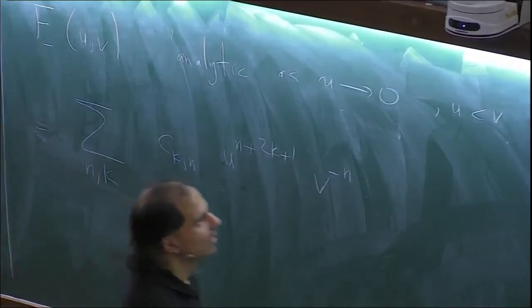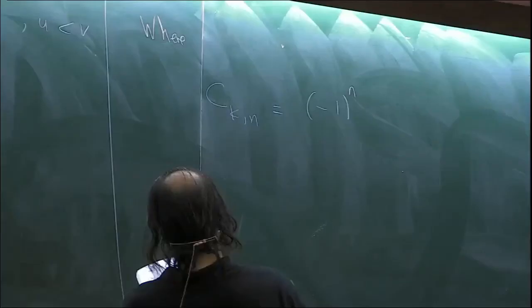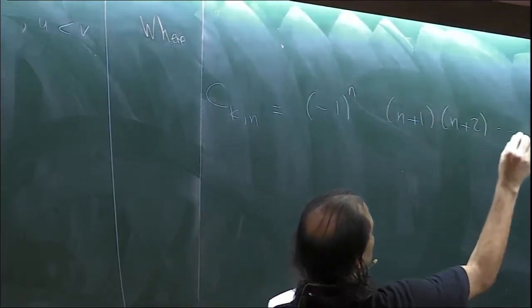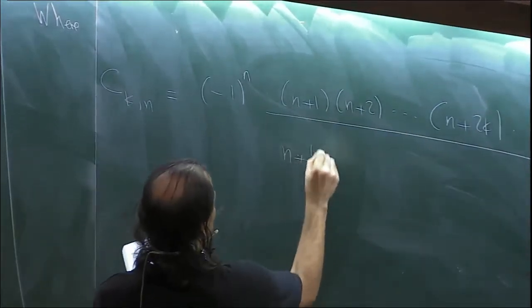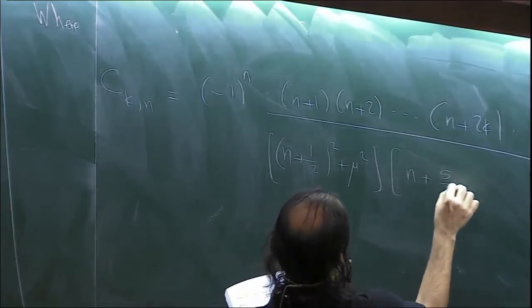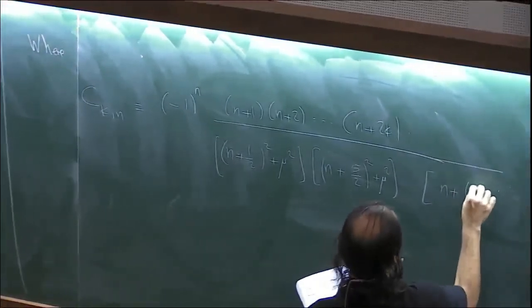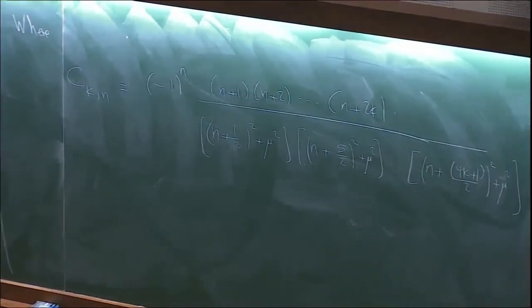Where c_kn is just minus 1 to the n, n plus 1, n plus 2, n plus 2k, over n plus a half squared plus mu squared, n plus 5 halves squared plus mu squared, n plus 4k plus 1. Okay, so those are the specific coefficients.